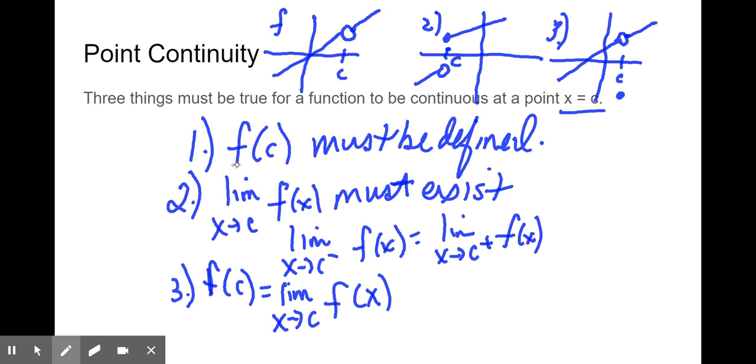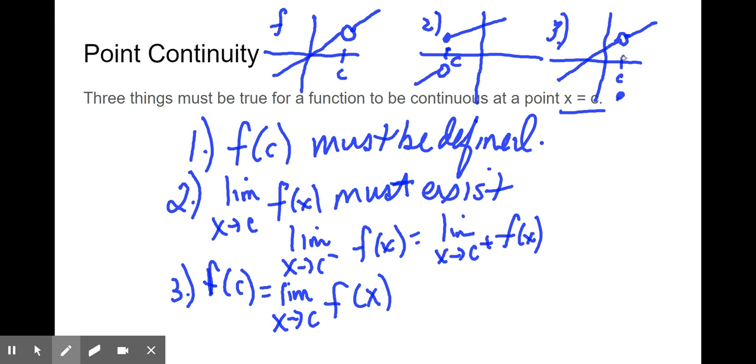Take a look at number 1. Is f of c defined? Yes. Down here, this is where I would stand. Number 2, does the limit as x goes to c exist? Yes. From the left and from the right, I go to the same place, right? But number 3, are the 2 values that you get in steps 1 and 2 equal? No, okay? Because the limit goes to one place and you stand on another. So since this is false, the function is discontinuous.